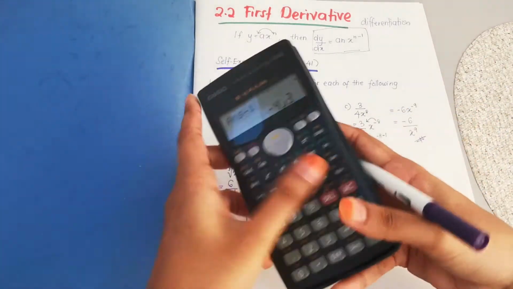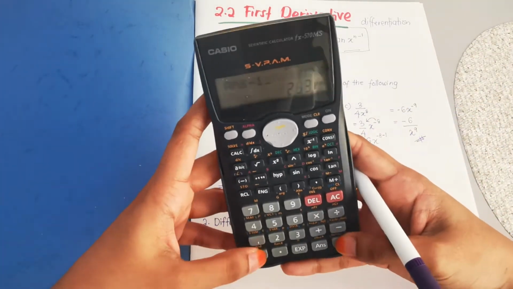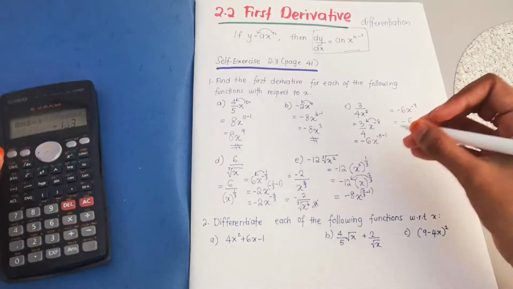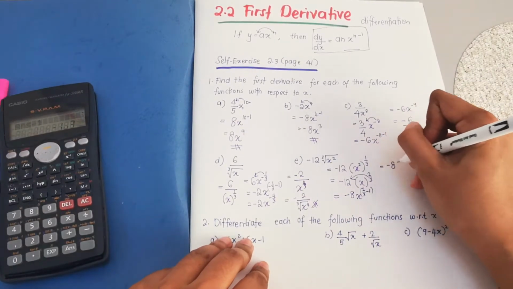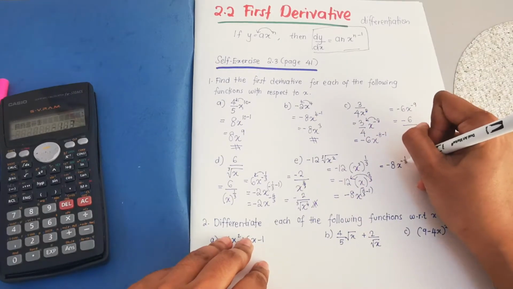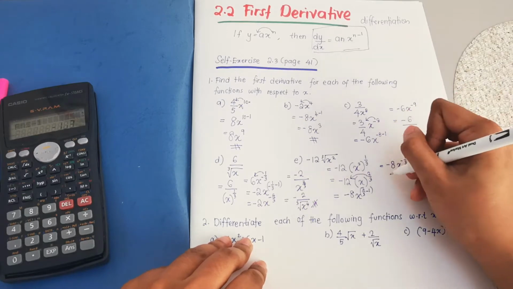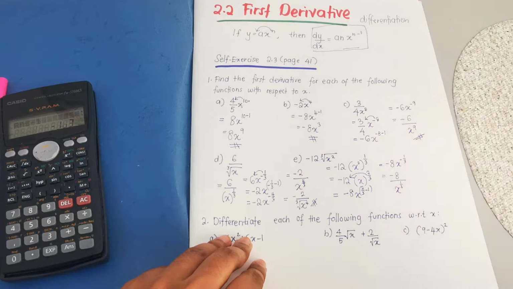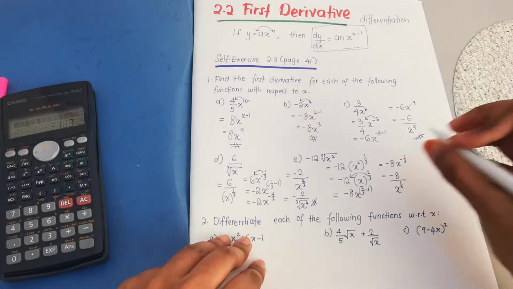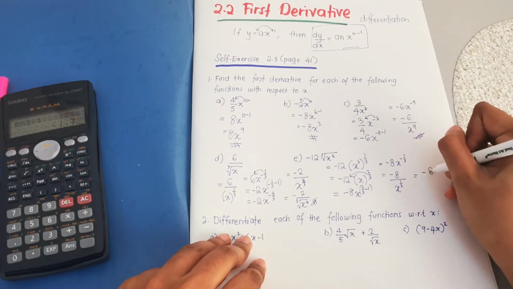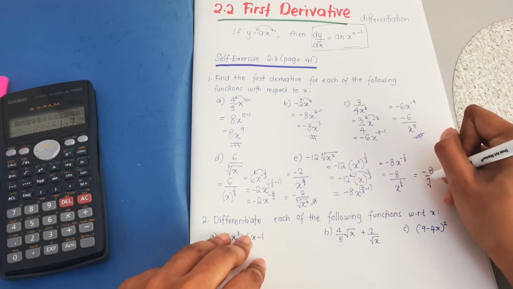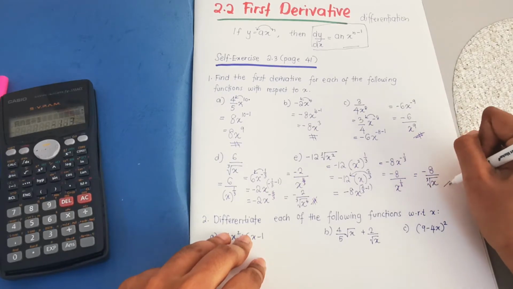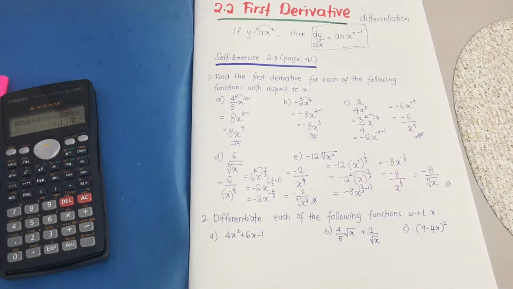Okay, 2 over 3 minus 1, negative 1 over 3. Okay, so negative 8 x negative 1 over 3. Whenever you have negative, bring it down to the denominator. So 1 over 3, like that. Okay, you can leave it like this, or final answer, negative 8 over cube root of x. Okay, so I hope you guys are following, and let's go to question 2.